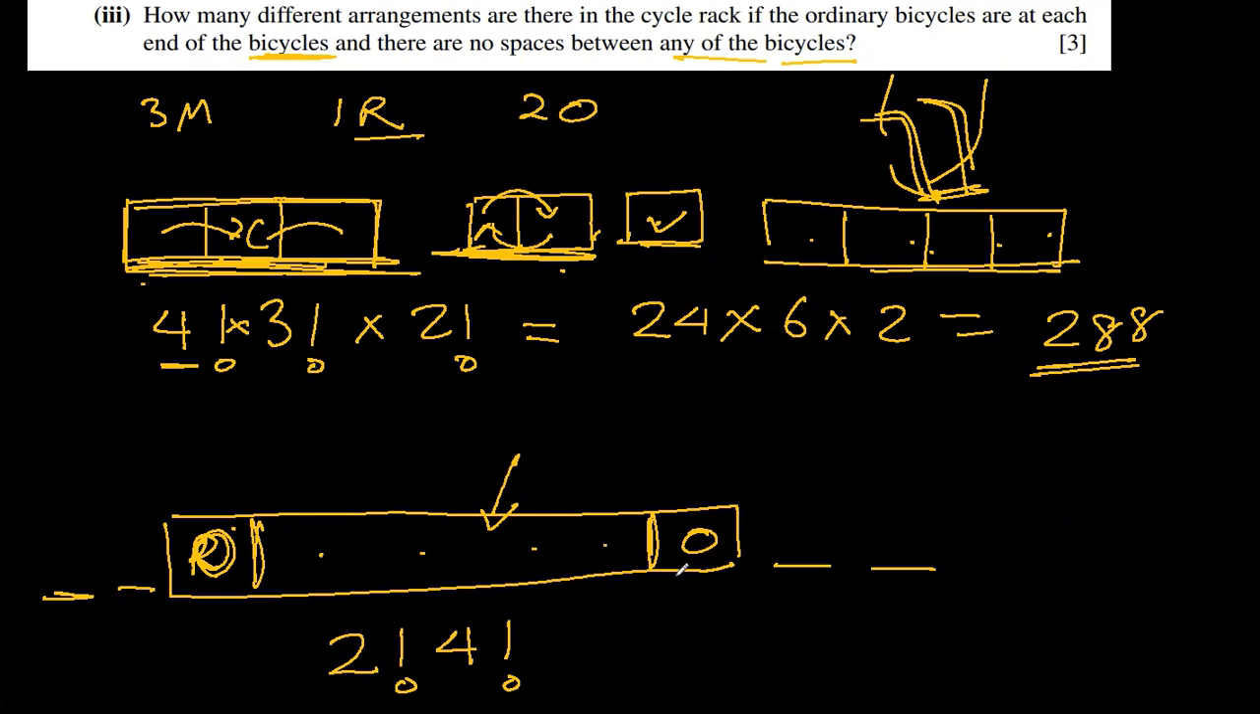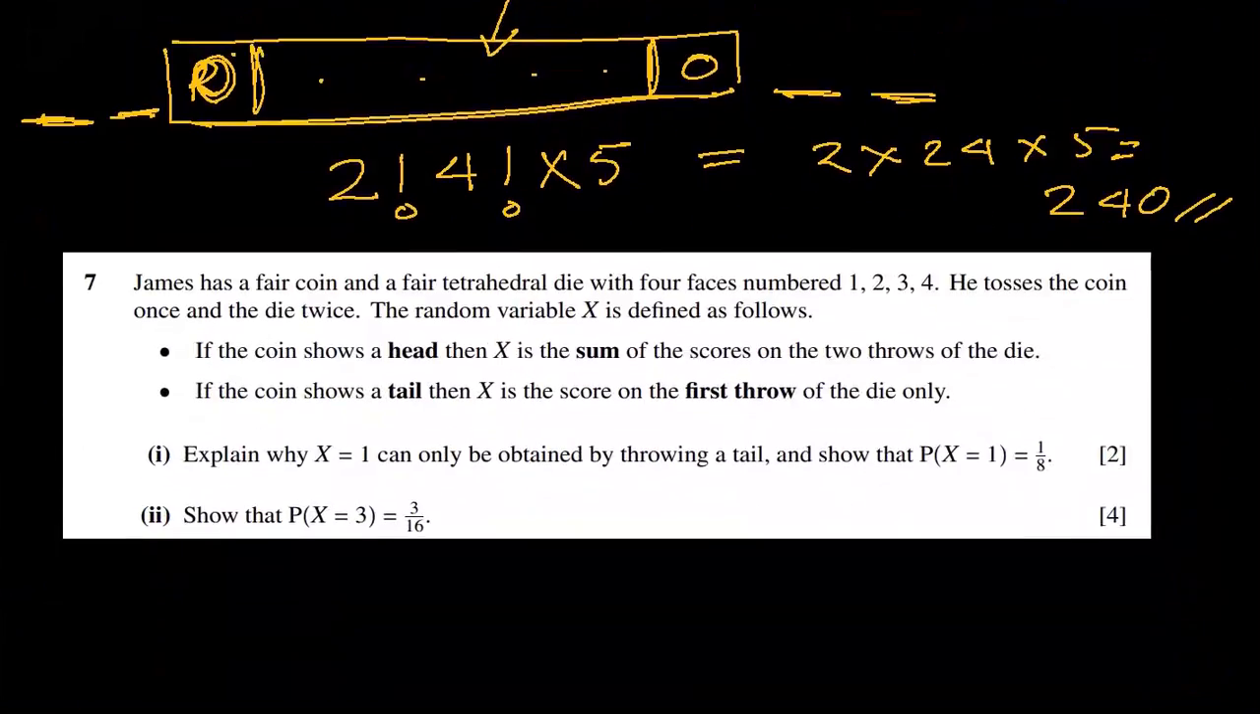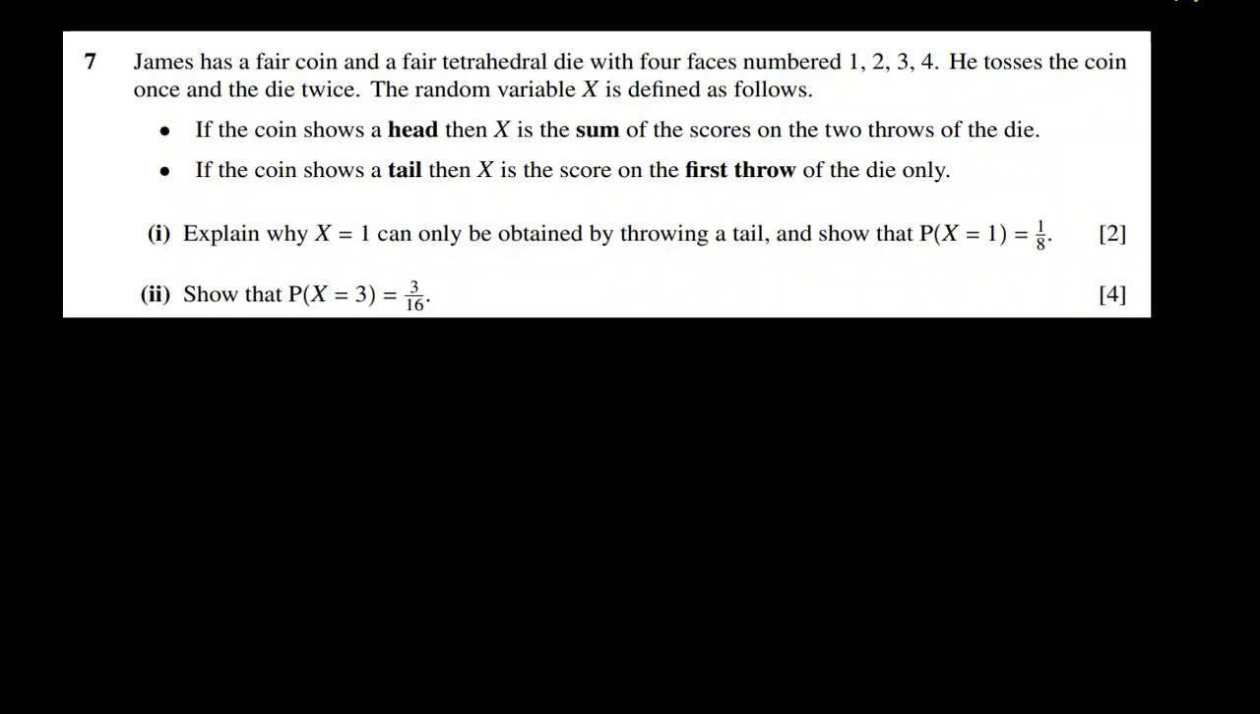That means the whole group of bicycles will move together, and they can go to five places, because I showed you one place, two places, third, four, and five. Five places. So if we multiply them, it will be how much? 2 times 24 times 5, which is 240 arrangements.